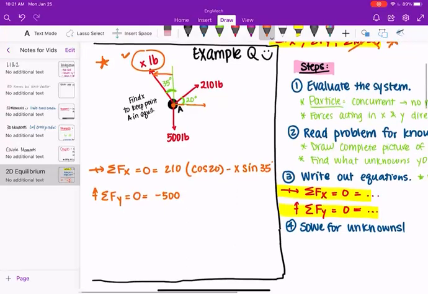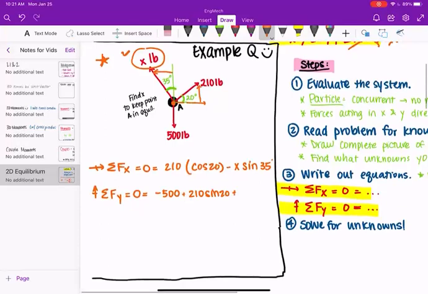The 210 pounds is acting up, and it is going to be the sine of 20 now, because this component here is opposite of that arc angle. And then the x force is also acting up, and that is going to be the cosine of 35 degrees because this component here is touching the arc angle. So those are my two equations.